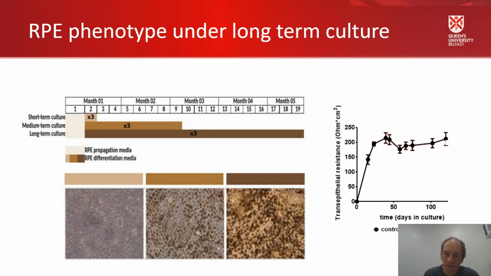So this is an outline of the experiment that we performed. These RPE cells were grown in long-term culture, either for just a couple of weeks, several months, or up to 5 months. You can see the images of the cells below there, and the longer they're in culture, they become pigmented. But there is this heterogeneity in that some cells are more pigmented than others. And the transepithelial resistance of the cells also increases with time, which is an indication of their mature phenotype.